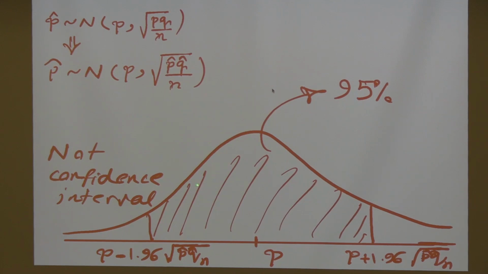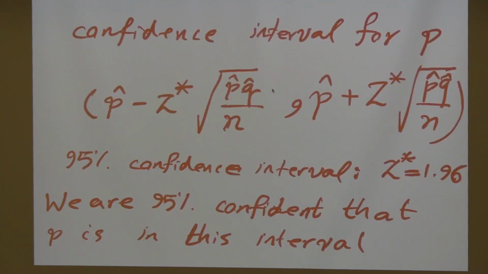And we know that 95% of the data for this distribution is located between P minus 2 standard deviations and P plus 2 standard deviations. A more precise value for that is 1.96. Now, this is not the confidence interval. You can think about it, but this is the confidence interval, and I will explain it more precisely. So the confidence interval for P, the population proportion, is P hat minus the margin of error, and P hat plus the margin of error.